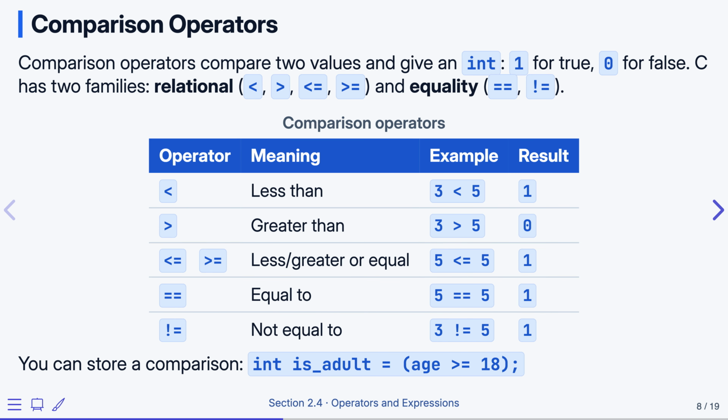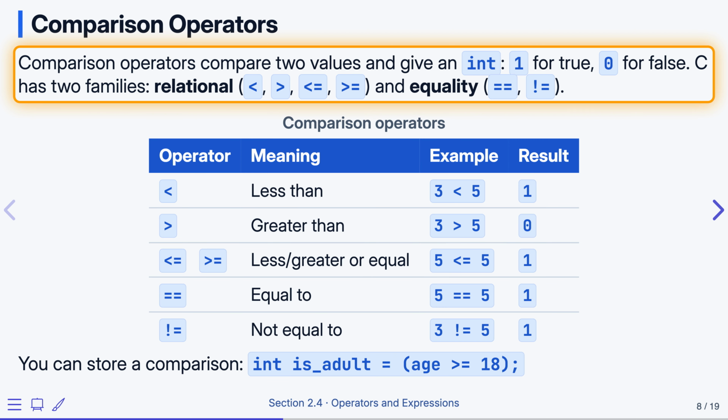Comparison operators compare two values. The result is always an integer. C splits these into two families, relational and equality. 1 means true. 0 means false.